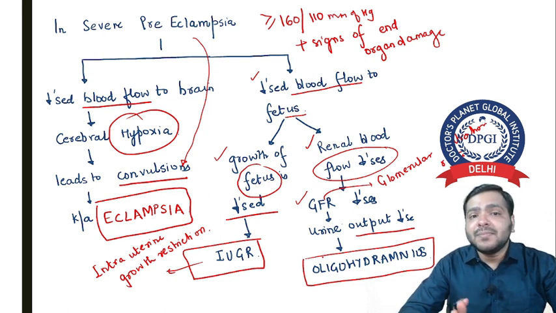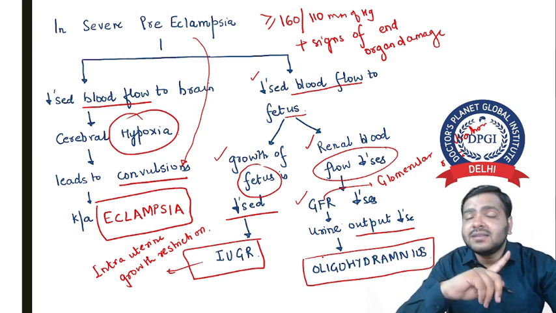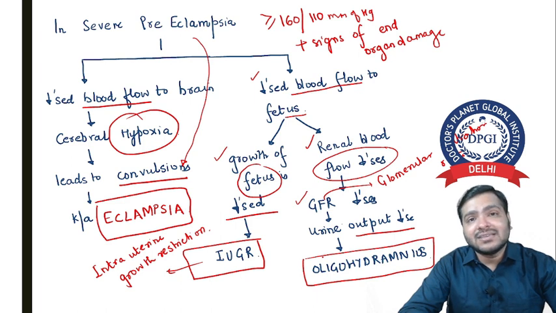So remember guys, whenever the blood flow to the fetus is decreased, the growth of the fetus will be hampered. That will again lead to intrauterine growth restriction. And apart from that, the renal blood flow will decrease, the GFR automatically will be decreased, and if the GFR is decreased, urine output will decrease, and ultimately it will lead to oligohydramnios.